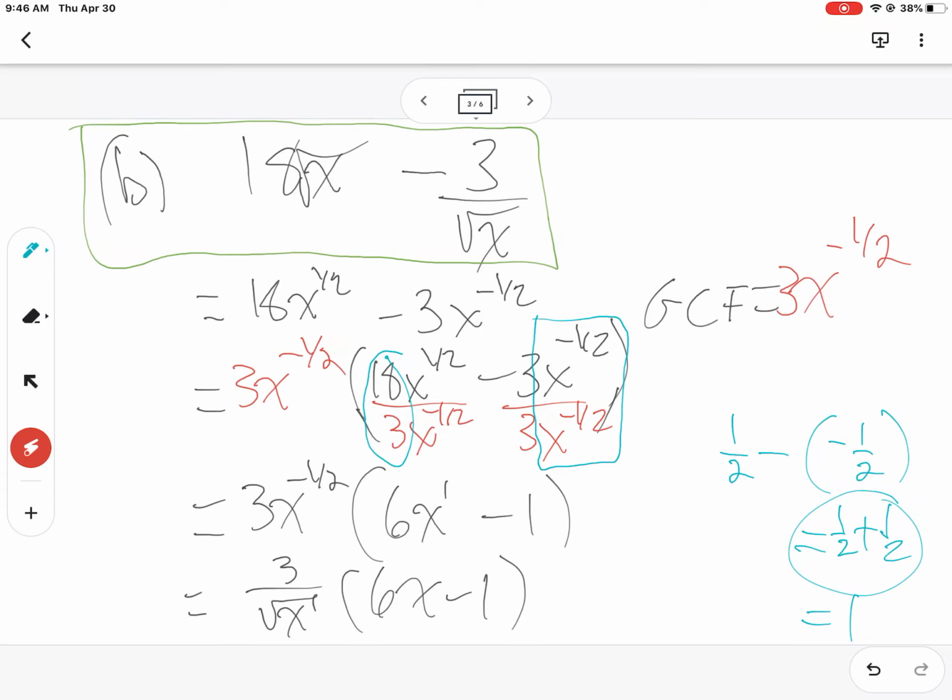The thing I would add here is, what if this original question had been equaling 0? Could I solve it now? Yeah, I could. Because I would know that 6x minus 1 would have to be worth 0, and x would have to be worth 1/6. Okay, folks. Okay, last example.